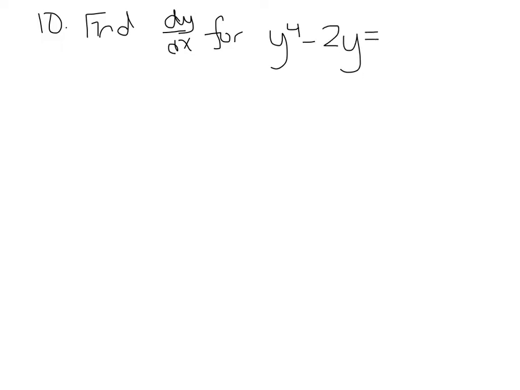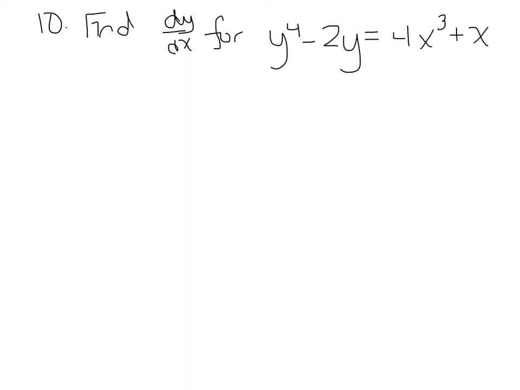Now I want to work maybe one more question. This time maybe something out of the book before we do the last one in the notes, just to see a few different kinds of examples. So this is number 10 out of the book. It says we want to find dy/dx for the equation y to the 4th minus 2y equals 4x cubed plus x.